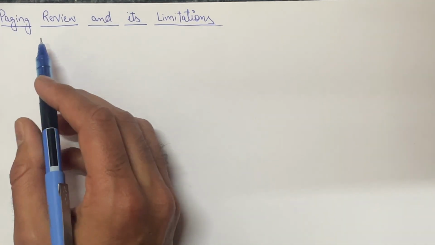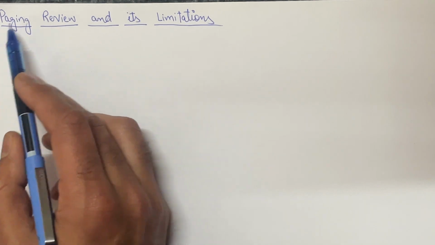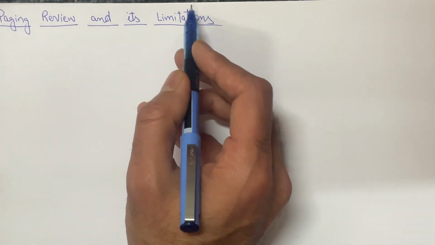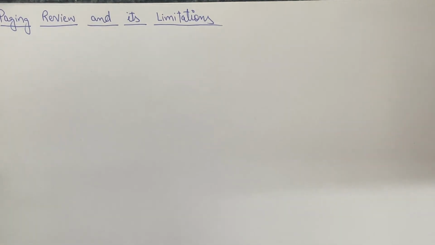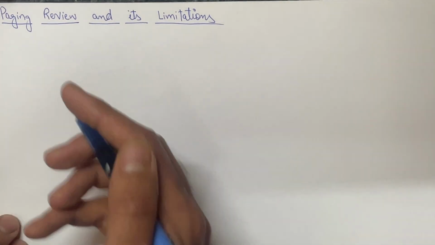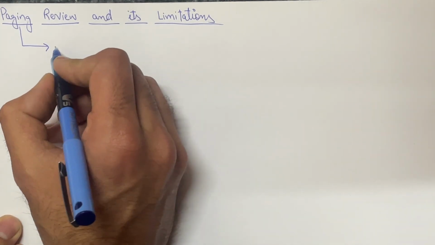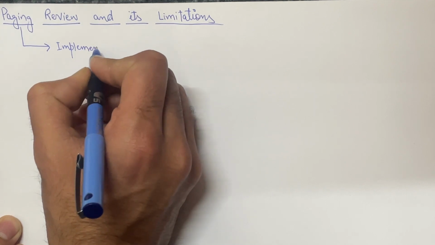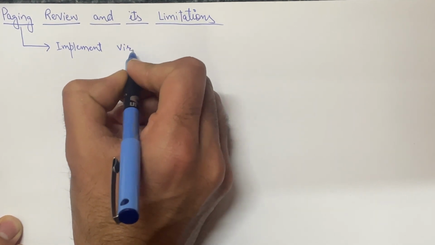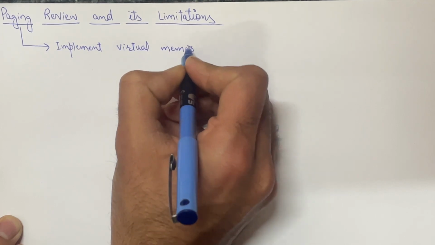So in this particular lecture we will review what we did in our last lectures related to paging, and we will see what the limitations of this paging scheme are and how we can solve those limitations. Okay, so basically we said that paging is a technique that is required to implement memory virtualization, or we can say virtual memory.